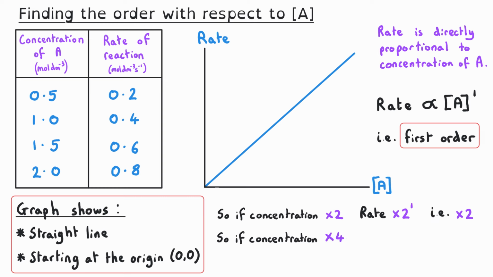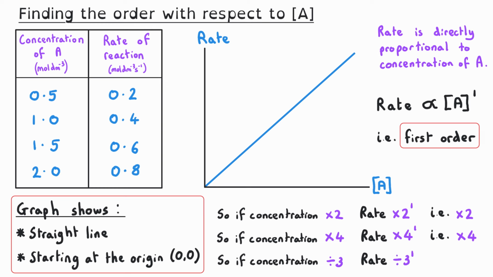If we quadruple the concentration of reactant A, the rate will be multiplied by 4 to the power of 1. In other words, multiplied by 4. If the concentration is made 3 times smaller, the rate of reaction will be also divided by 3 to the power 1, and that means it would be divided by 3. Keep in mind that we are assuming that whilst we've been doing this, we have been keeping the other chemicals in a constant excess, and that means that any change in rate that we observe is only down to how we've changed the concentration of reactant A.